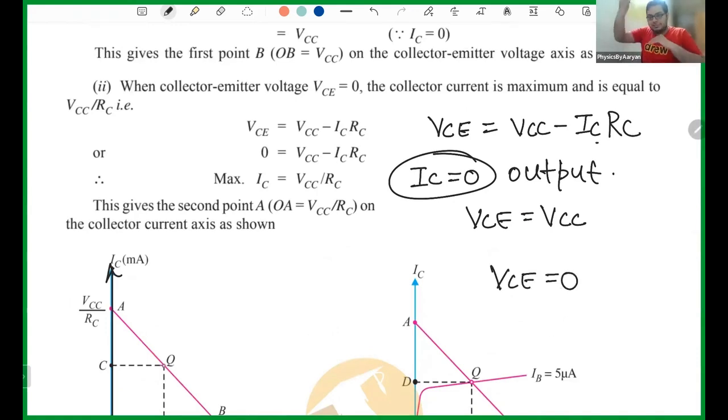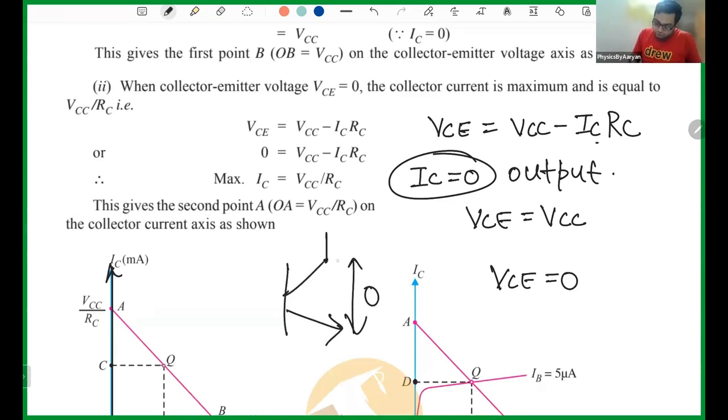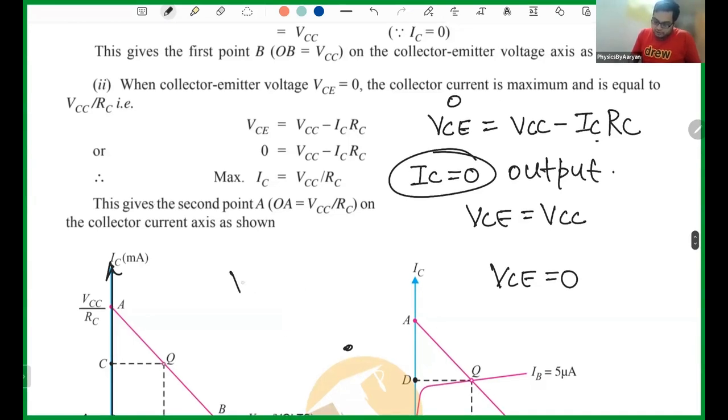It means there is no voltage needed to go from up to down. So this was your transistor. So this voltage becomes 0. There is no voltage required to go from here to here. If this voltage is 0, if VCE is 0, then what will happen? My VCC will be equal to IC RC, or my IC will be equal to VCC by RC.